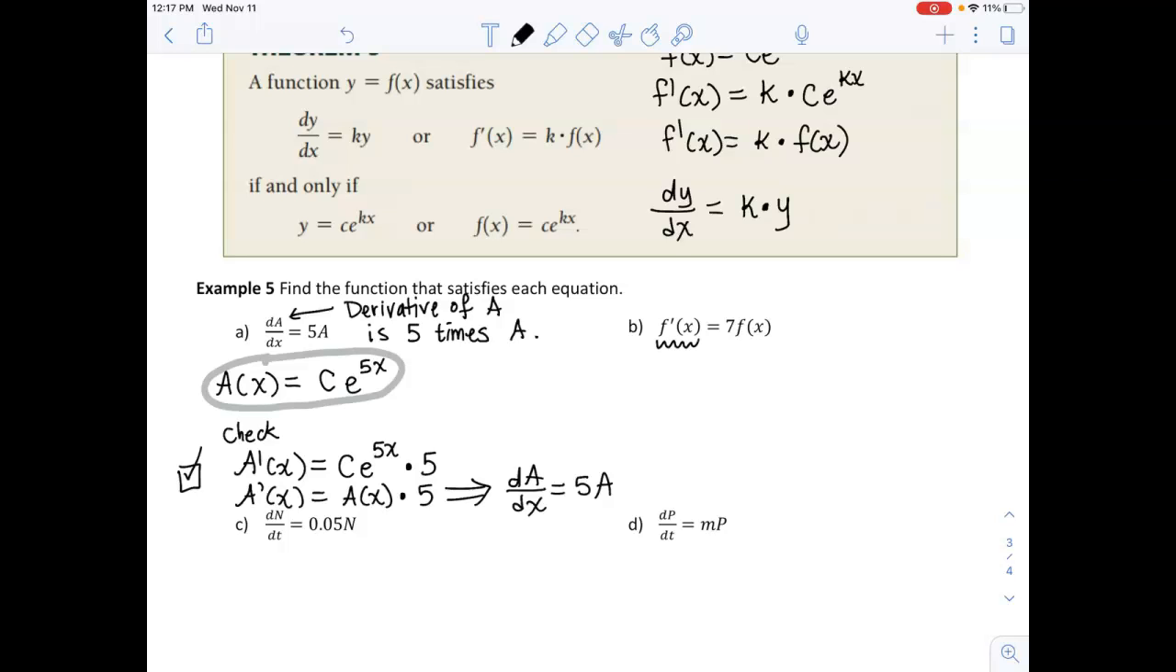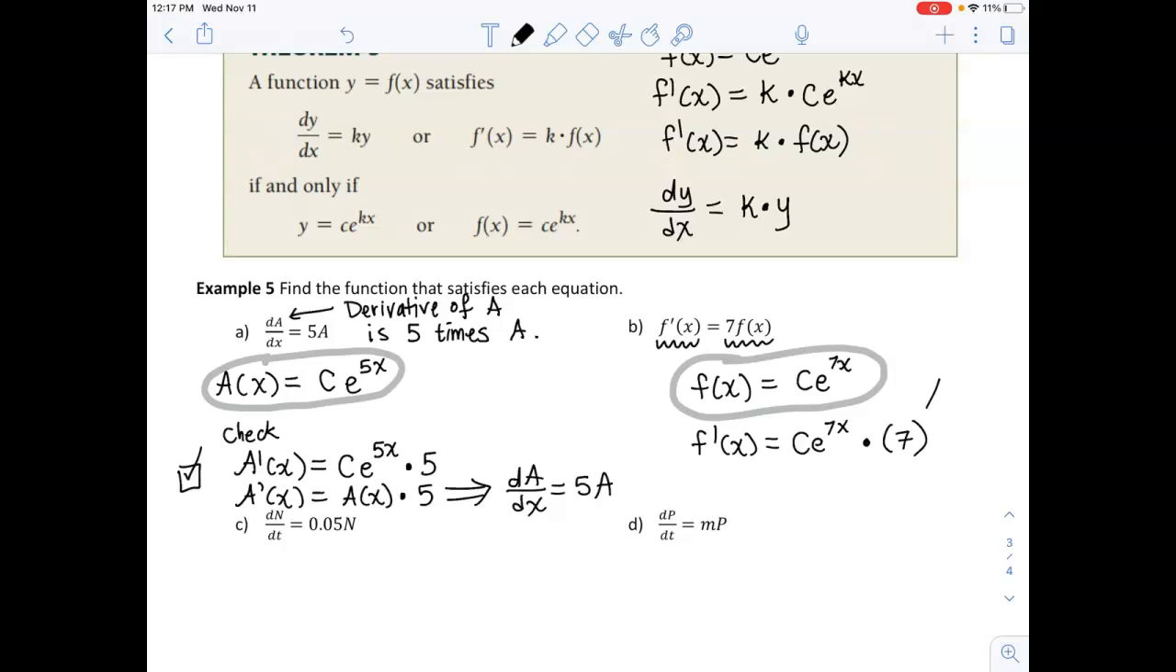Now let's try this one. So they are saying the derivative of f of x is 7 times the original function. So f of x must be in a form where we have a constant times e to the what x? 7x. So we can go ahead and take the derivative. I mean, this is the answer, but let's take the derivative of this function so that we agree that it's true. So if I take the derivative of c e to the 7x, I'm going to write that down first, and then I will have to multiply this by what number? 7, right? Because that is the derivative of 7x.